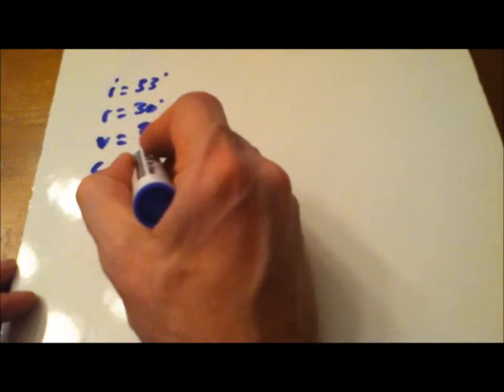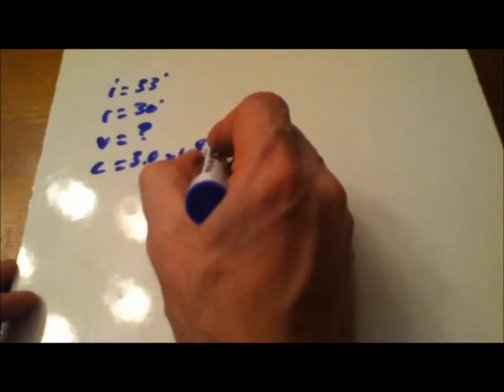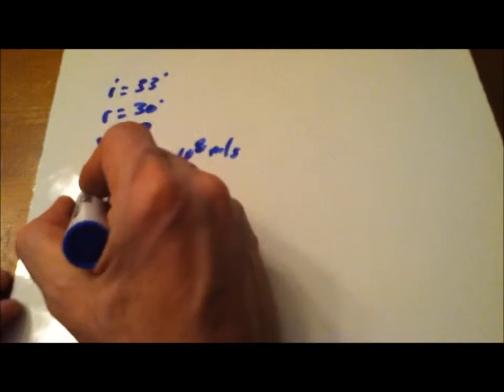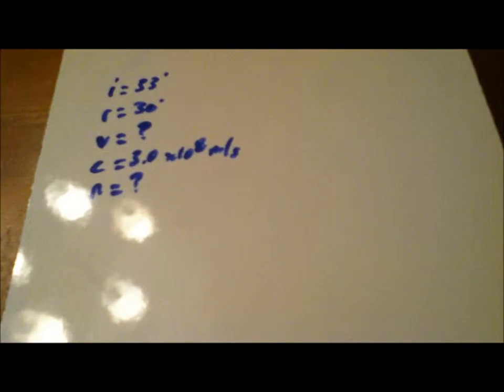What are some other things that we do know? We always know the value of C, which is the speed of light in a vacuum, and that is 3.0 times 10 to the power of 8 meters per second. What else do we know? Nothing else based on what's in the question. There's also another unknown that we don't have, and that's N, based on the formulas that we actually use.